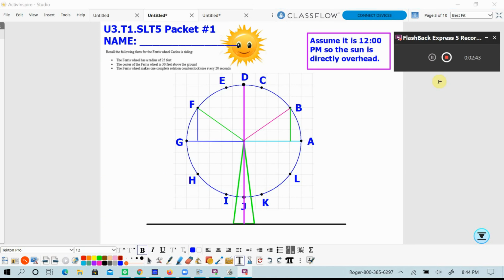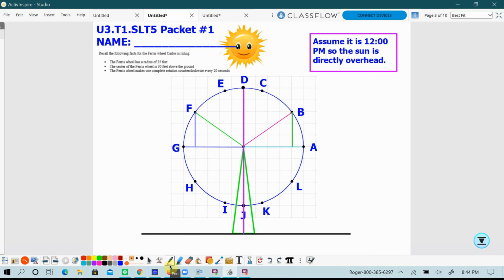So what we want now is the distance from the vertical purple line to the shadow of seat B, which is right here on the line, on the ground. That means we want this distance of X, we're going to call it, right here. This is 25 feet. We recall from our prior Ferris wheel demonstration, there were 10 spokes. We're not going to count D and J. If you recall, D and J weren't on the Ferris wheel before, so we only had 10 seats.